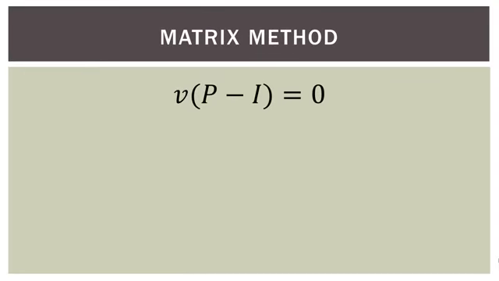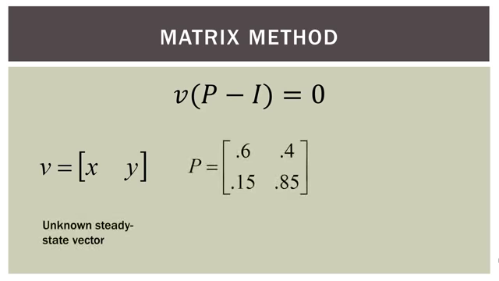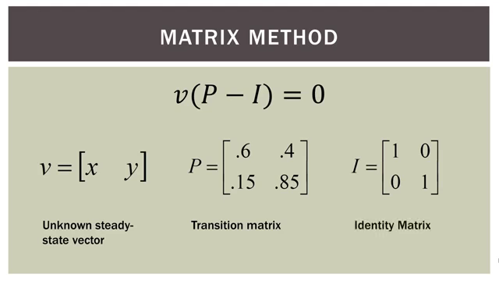So here's our equation we're going to use. Now we know that V is our unknown. That is a matrix or a vector of X and Y. That's going to be our steady state matrix when we solve for it. We know what P is. That's our transition matrix, which we've always had in our problem. And I is the identity matrix that corresponds with P. Since P is a 2 by 2 matrix, its identity matrix is also 2 by 2. So we have all the information we need to insert into our problem.